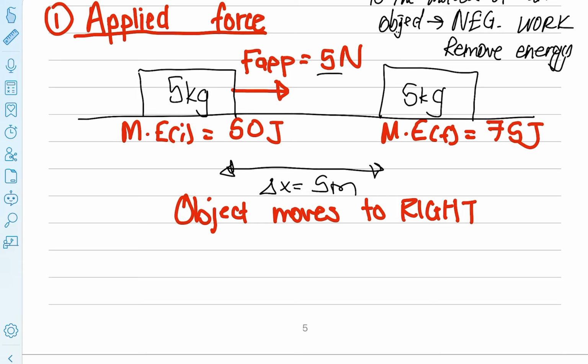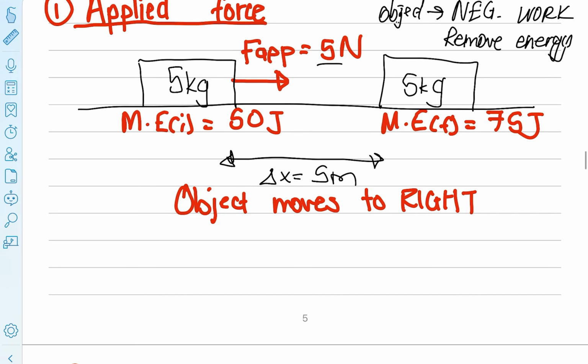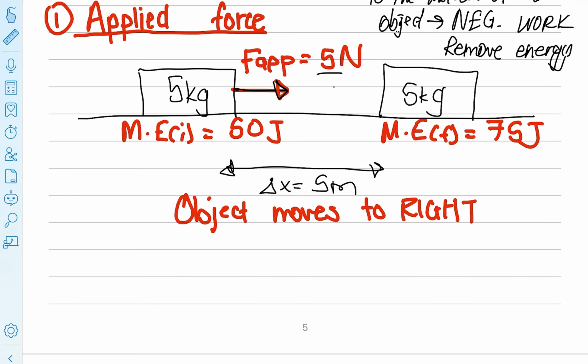And that's what's happening here. The object is moving to the right, and applied force is being applied to the right, in the direction that the object is moving in. So it's going to add energy there. And that's why you see your mechanical energy goes from 50 joules to 75 joules. But let's calculate it. Let's actually prove that. Let's see that applied force does indeed do positive work here. It does positive work because it works in the direction of the motion of your object.